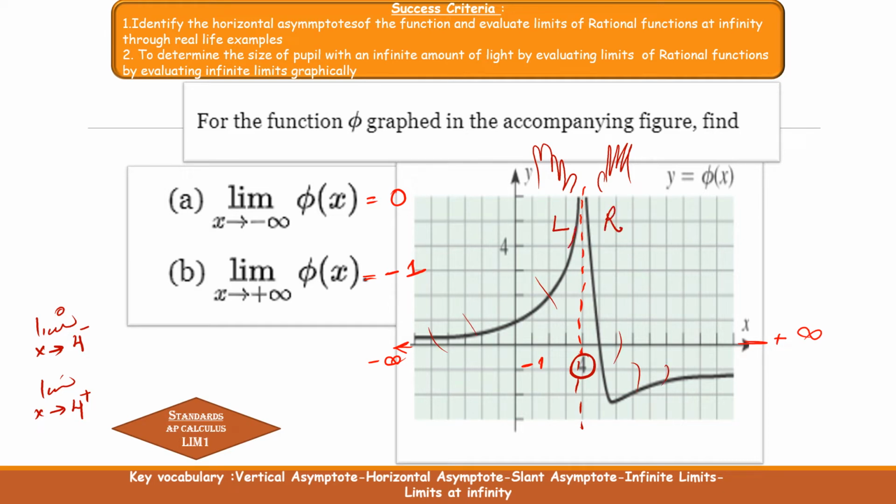So the left line is going where? Going towards the sky. So it means, for 4 from the left side, the answer is positive infinity, and for 4 from the right side, again the graph is going up, which means it is positive infinity. One more equation we can make: limit x approaches 4 from both sides. So both sides are going towards the sky, so plus infinity is the answer.